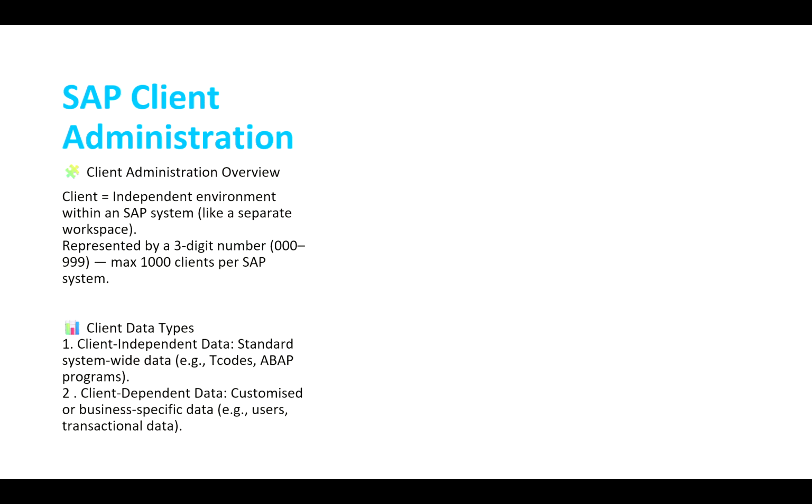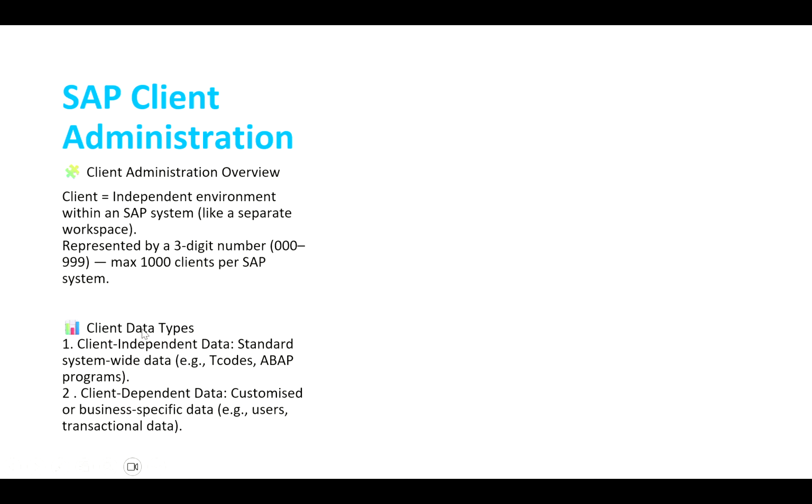It's always represented with 3 digits. As I told you, it goes 000, which is a master copy, then 001, 010, like that. Depending on the client requirement, we or the basis people will be creating them. You can keep going till 999, and we can use any of these clients. So a maximum of 1000 clients per system can be created. This is how the client representation works.